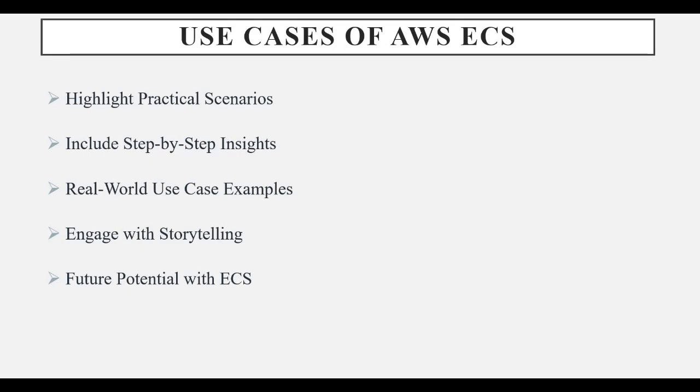The next is engage with storytelling. These are all real life scenarios of how it works in ECS. So frame the content as a narrative about a company or a team needing to improve their application performance and cost management. Walk through the decision to use ECS, the challenges they faced, and how ECS became a game changer. So the next is future potential with ECS. These are further implications, like integrating ECS with other AWS services for AI or data analytics, and how this could drive innovation in specific industries. So these are the use cases of AWS ECS.